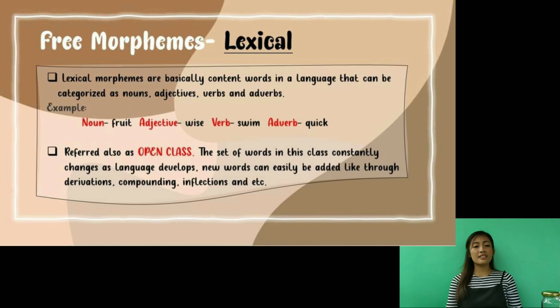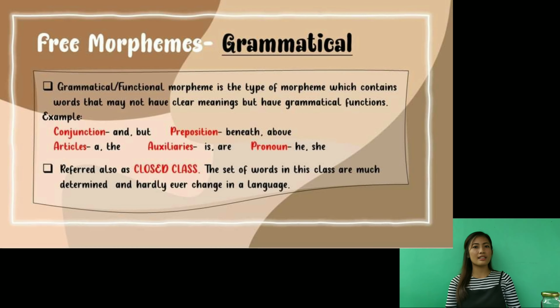So these lexical morphemes are also referred to as open class. So why is it referred to as open class? Because the set of words in this type of class constantly changes as language develops. New words are being formed and added through derivations, compounding, inflections, and so on.